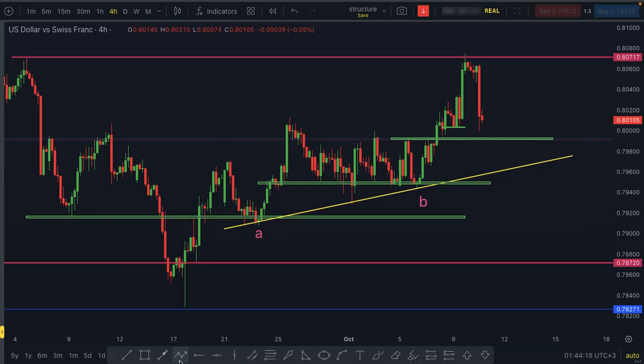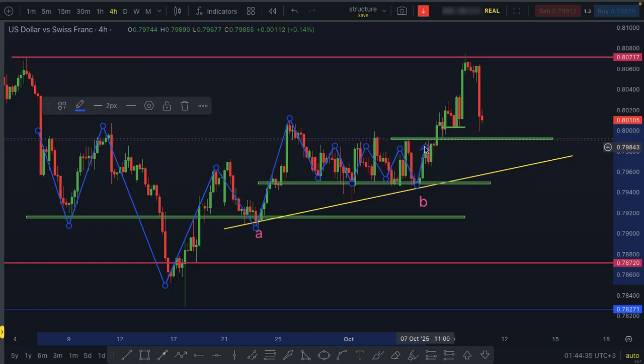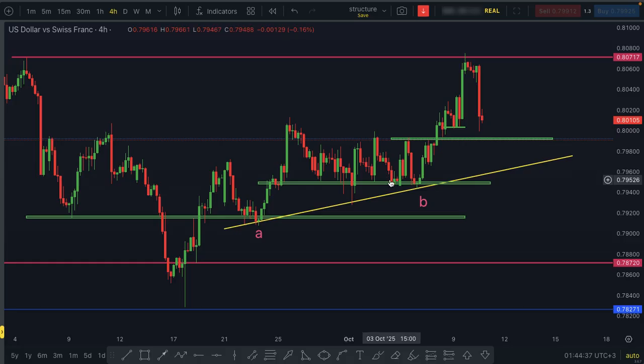It also created what we call an inverse head and shoulder around these zones, confirming a possible push to the upside. So upon pushing to the upside, you can simply see that the market played around these zones. And it was within these zones that I was waiting for a confirmation candle.